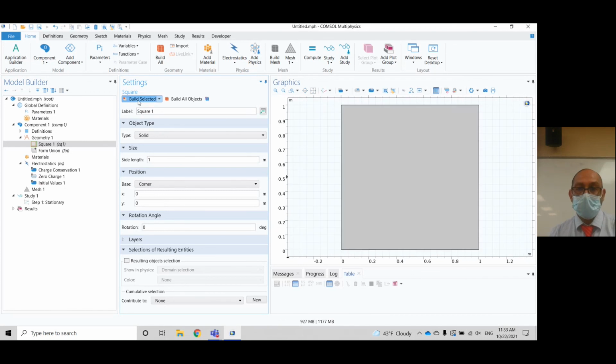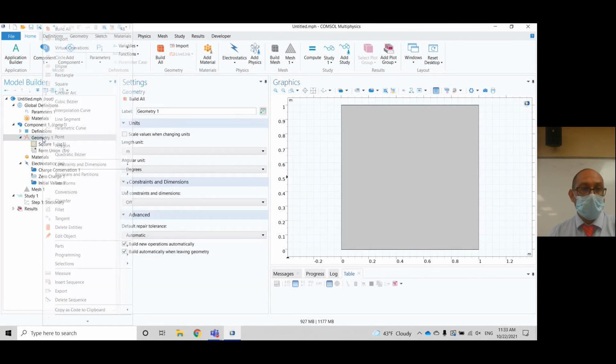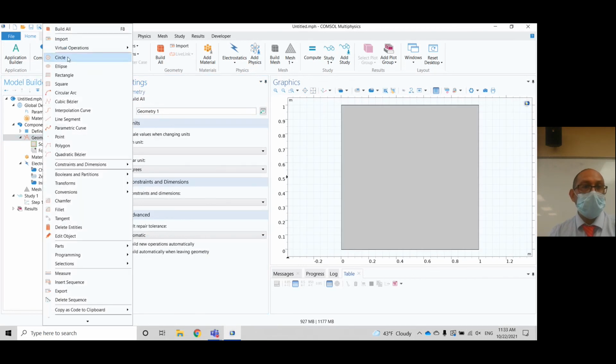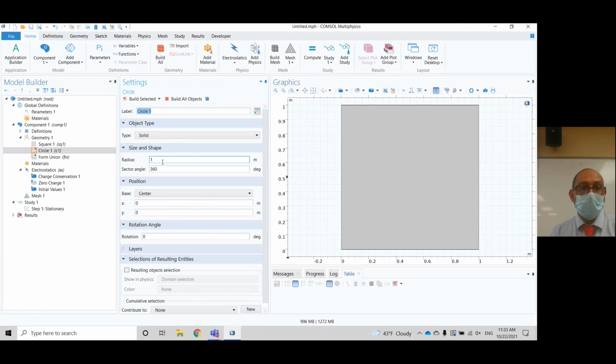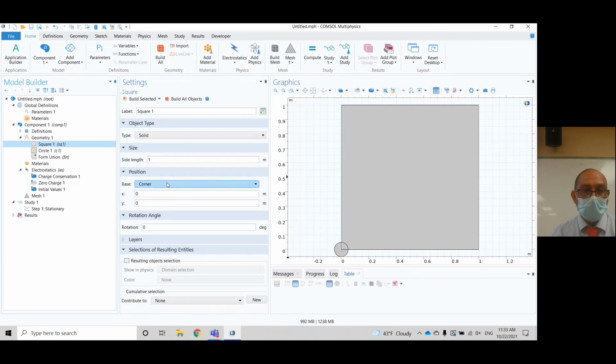And I'm going to do 1 meter. And then I'm going to add my charge. It's going to be a sphere, and I'm going to make a small sphere. So I'm going to say 5 centimeters. Oops. I'm going to center this thing.